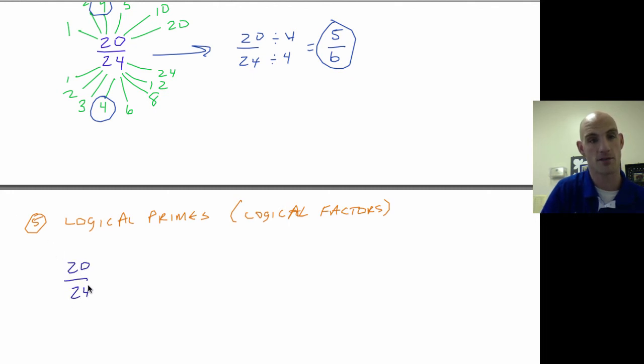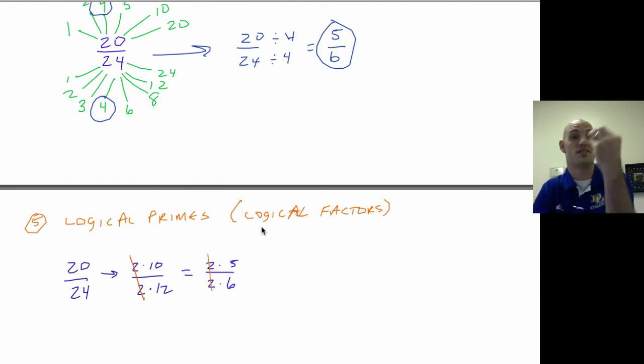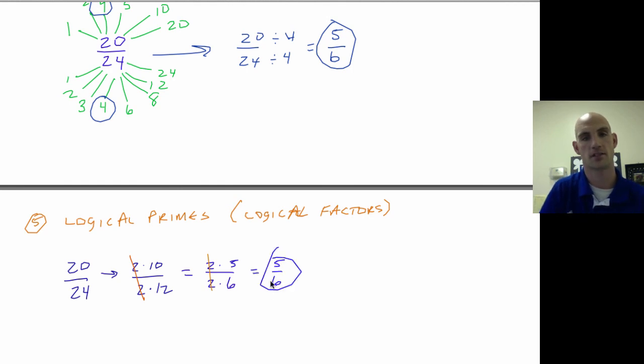I've got 20 over 24. And a lot of times I use this method with really big numbers. Well, what I'm going to say is this is really equal to 2 times 10 over 2 times 12. And when I do that, I took out the factor of 2, so I ended up with 10 over 12. Well, I can say that that's equal to 2 times 5 over 2 times 6. And you'll see how this is kind of like that other method. And when I get down to the end, I can see that I can't really write it as anything else that's going to have the same factors. And so my answer is 5 over 6.